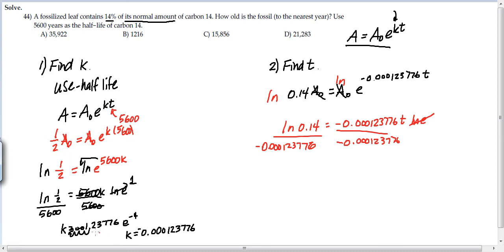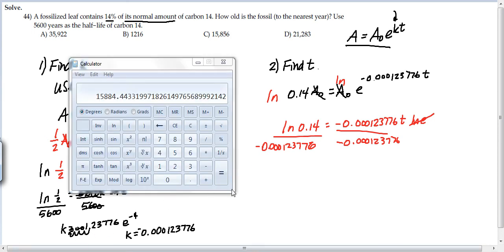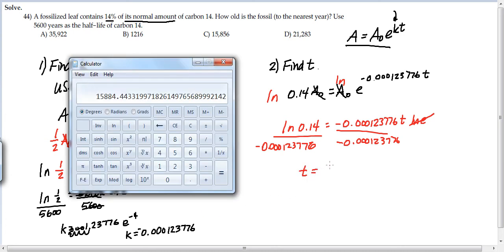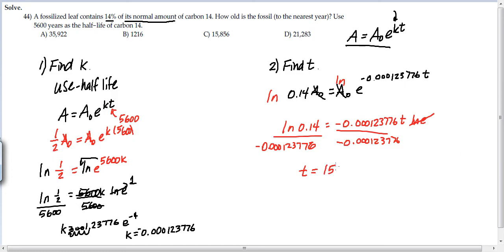Let me pull out my calculator. And so this is another good example. Just because of the way I rounded this, I used 0.000123776. If I'd used more or fewer decimals, I might have gotten a different number. I got that t is 15,884. And so pick the number that's closest, and that would be C. Alright, so that's how you do that.